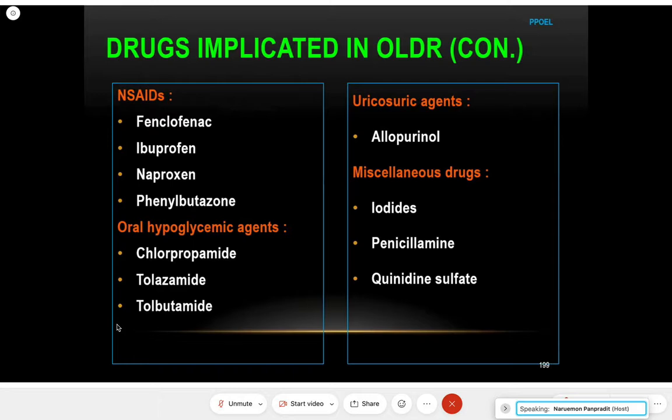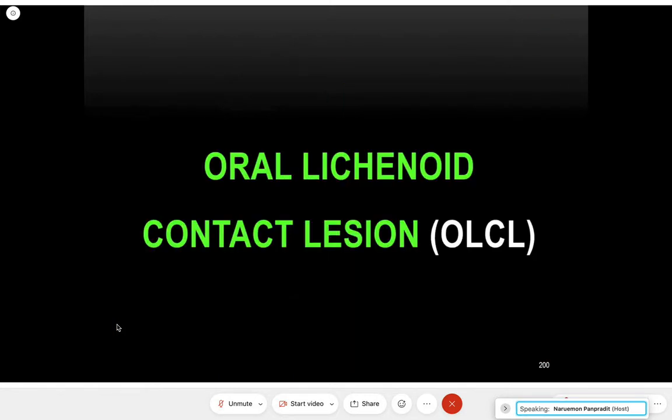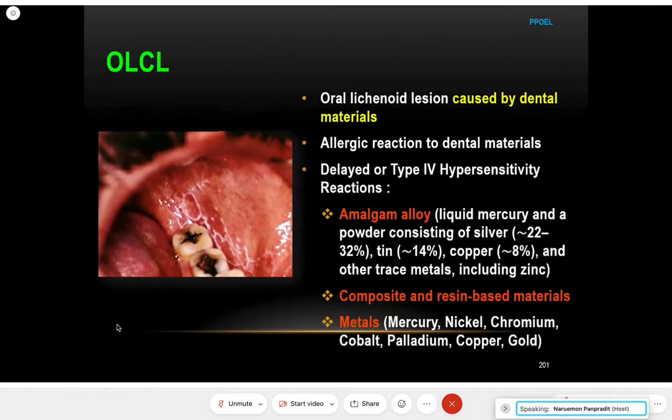You can review later. And for the next group, the oral lichenoid contact lesion, this name needs the word contact. Contact means you need a contact area. So you have to find the dental material, most of them are amalgam or amalgam fillings with a rough surface, with corrosion. The material can induce a delayed type, or type 4, hypersensitivity reaction to the mucosa.